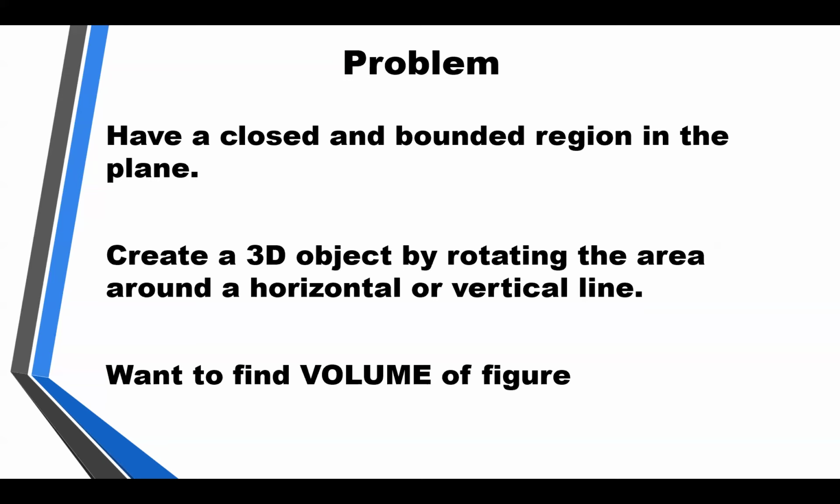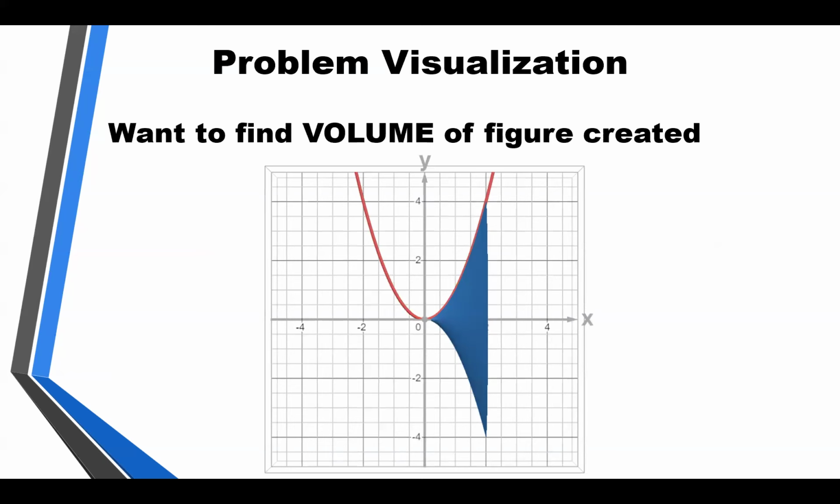When we rotate that region around a horizontal or vertical line, we create a three-dimensional object, and we are going to try to find the volume of that object. So rotate the area around some horizontal or vertical line, and then find the volume of that figure. Now, we did this using the disk method in a previous video. So now we're going to use the shell method to do this.